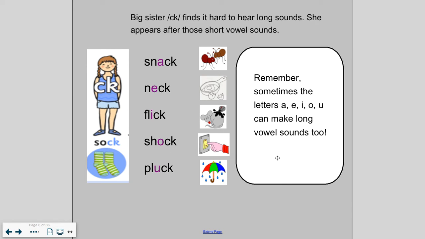But remember, sometimes the letters that you can see in purple do not make the short sounds. By short sounds, I mean A, E, I, O, U. If they're making an A, E, I, O or U sound, then we do not apply this rule. So it's only when we hear them making these short sounds that we use big sister. Let's have a look at some of the other people in the family.